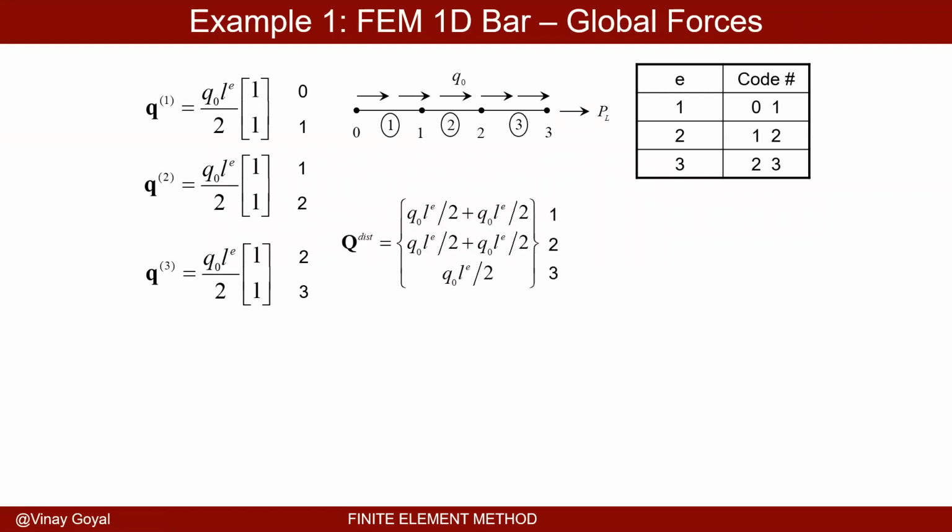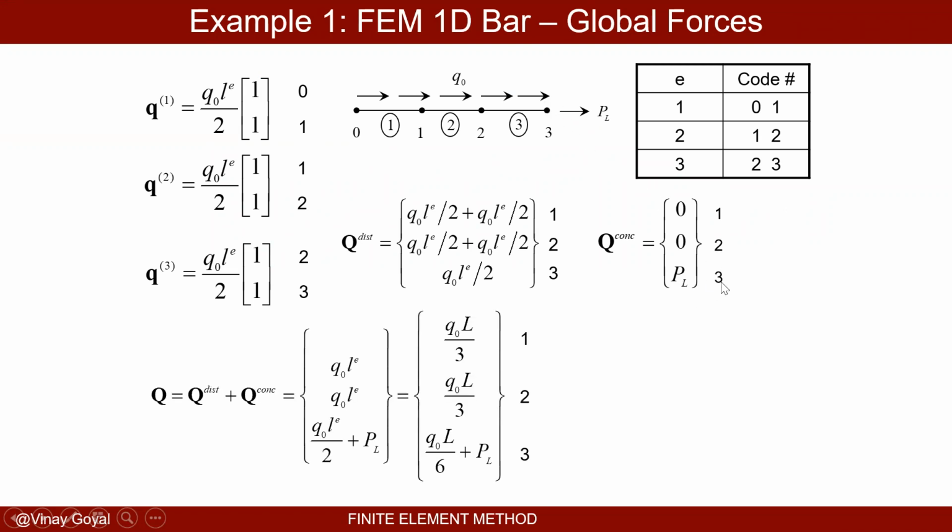Global forces also need to be assembled. Here you can see how I have an assembly going on. Use the same thing, the code numbers, to figure that out and to figure how to add them up. The concentrated forces are easy. Node number 3 is the only one that has a load applied to the right, and that's that. So the total load applied then is this.